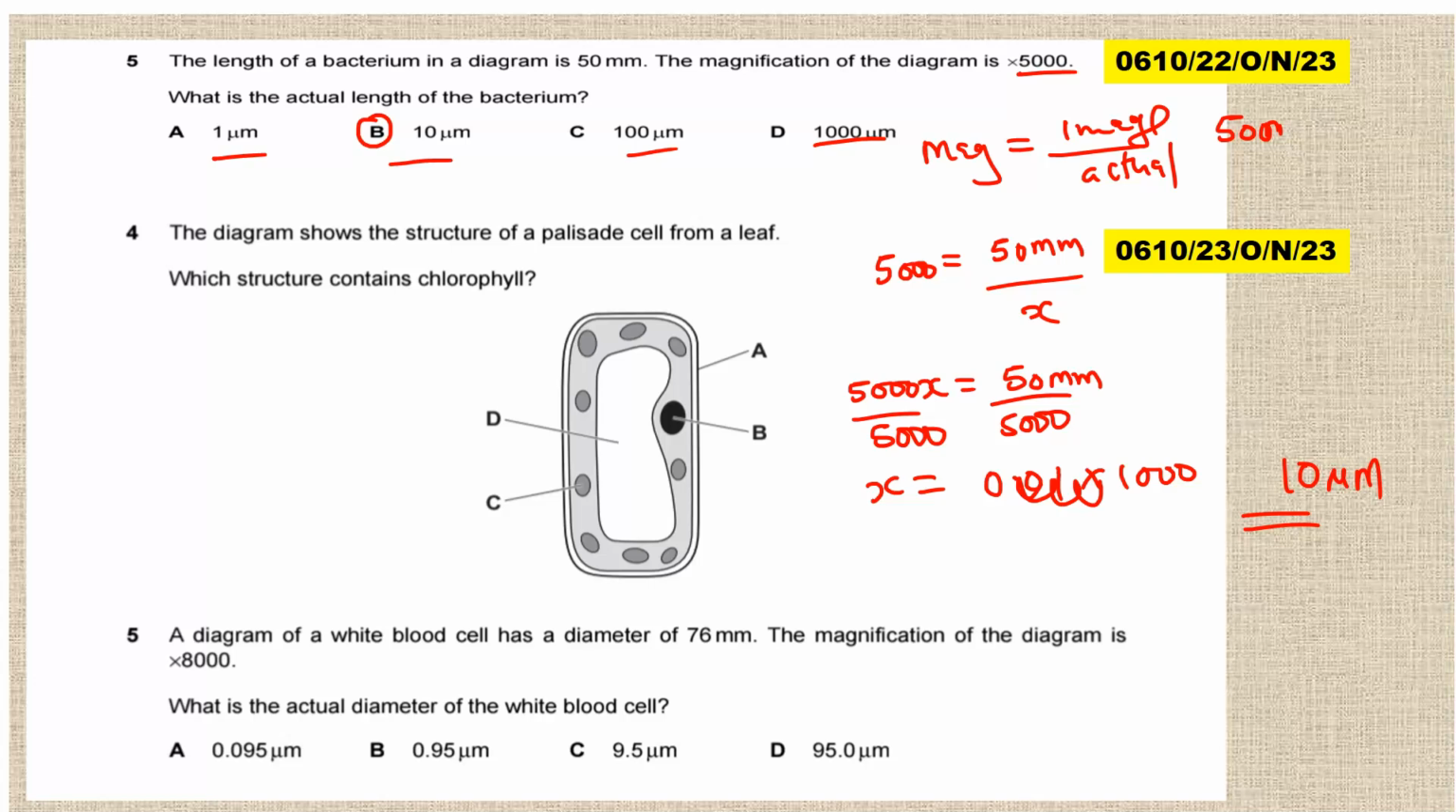This one, question 4 that you are able to see, is coming from paper 2, variant 3, October/November 2023. The diagram shows the structure of a plant cell from a leaf. Which structure contains chlorophyll? This is the one that contains chlorophyll. These are chloroplasts, and they are found in the cytoplasm. So these structures are called chloroplasts and contain chlorophyll. The dark one is the nucleus.